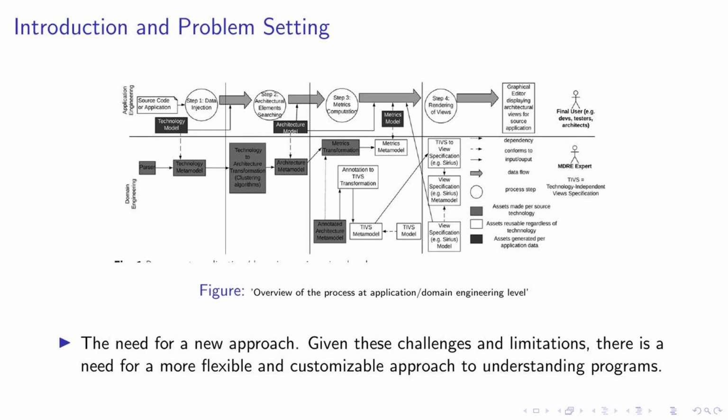Let's delve into the heart of our research. On the screen, you can see an overview of the process at the application or domain engineering level. This diagram illustrates the complexity of the task at hand. Now, why are we here? We've identified a pressing need for a new approach. The existing methods for understanding programs have their limitations and challenges. They often lack flexibility and customization, making it difficult to adapt to different technologies or specific user needs. Our goal is to address these issues and develop a more adaptable and user-friendly approach. This will not only enhance our understanding of programs, but also streamline the maintenance process. Stay tuned as we unravel our innovative approach.